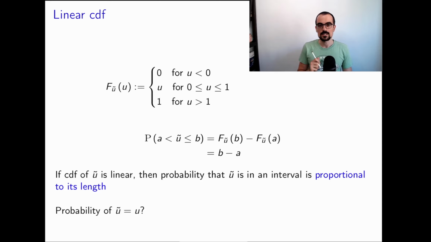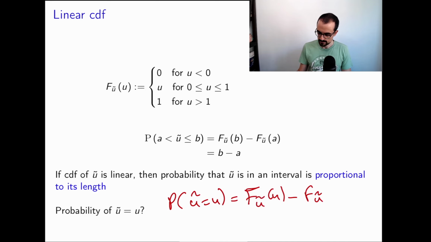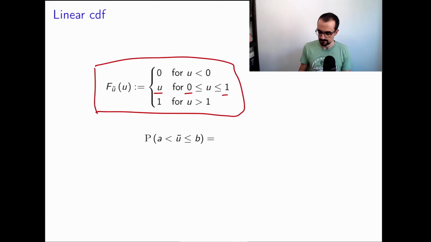Okay, so here, what is the probability of being at exactly 1 point? Well, at exactly 1 point, if the CDF is continuous, basically the probability that u is equal to u is going to be f of u minus f of u. If I want to get fancy, I could say the limit when epsilon goes to 0 of f of u minus epsilon. But it doesn't matter because here it's obvious that the CDF is continuous.